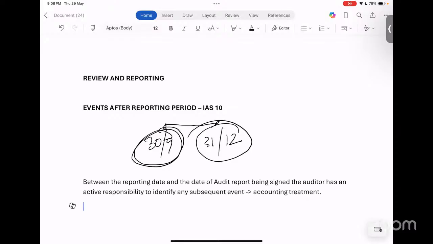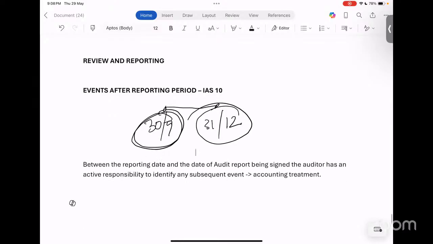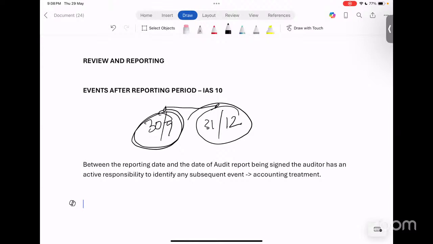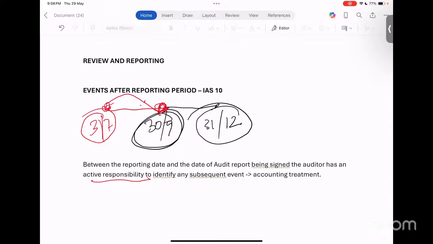Now, after the audit report is signed, this is where I've talked about the reporting date and the audit report being signed. So basically, I've talked about the timeline. Let's suppose the year ended on 31st of July. So reporting date versus the audit report signing date. Between these two dates, the auditor has an active responsibility, right? But what is the auditor's responsibility between the date of 30 September to 31st December?